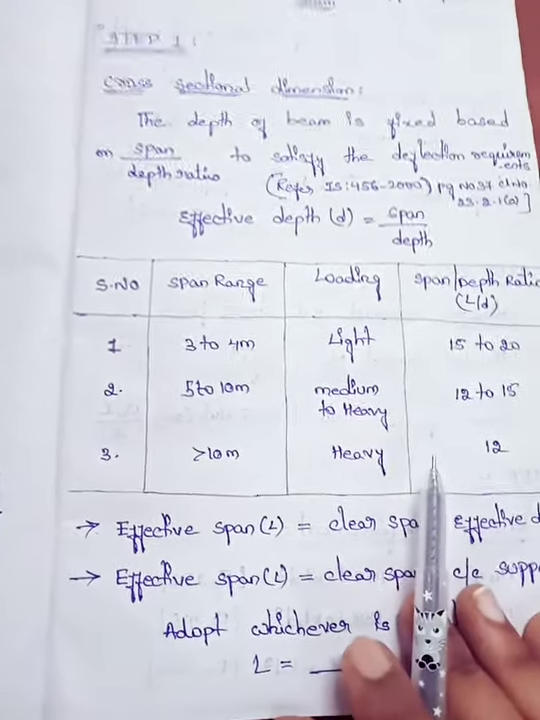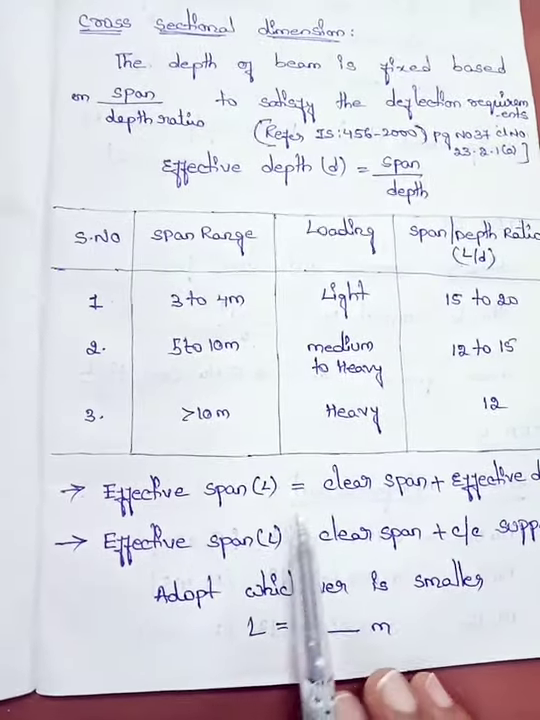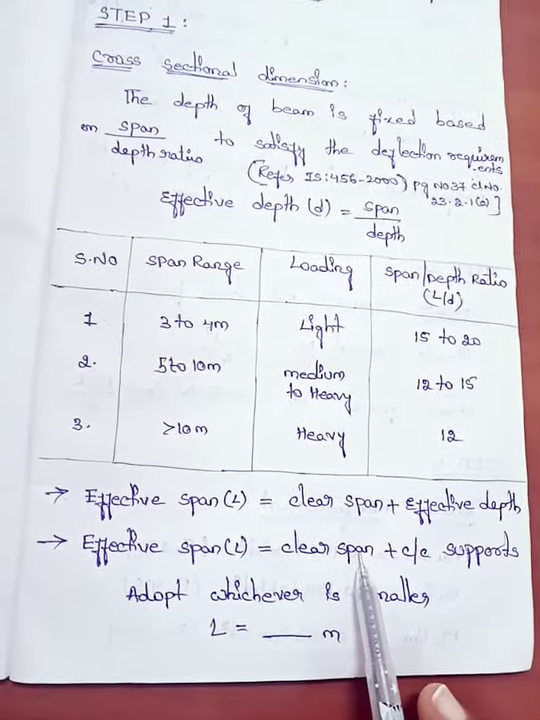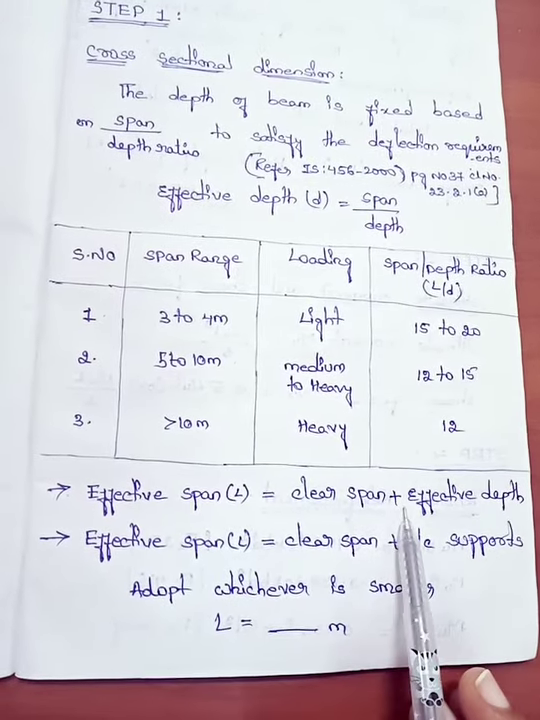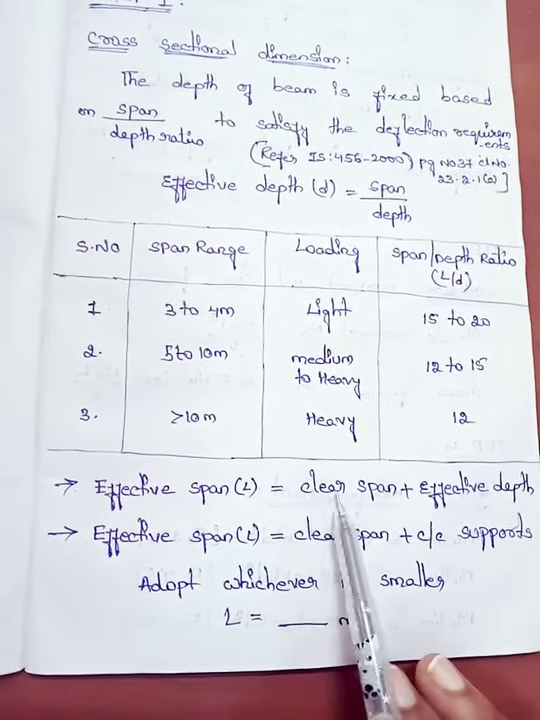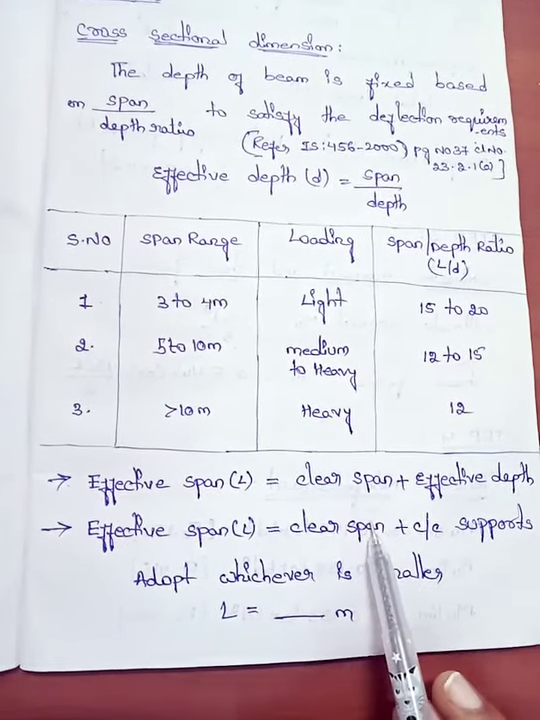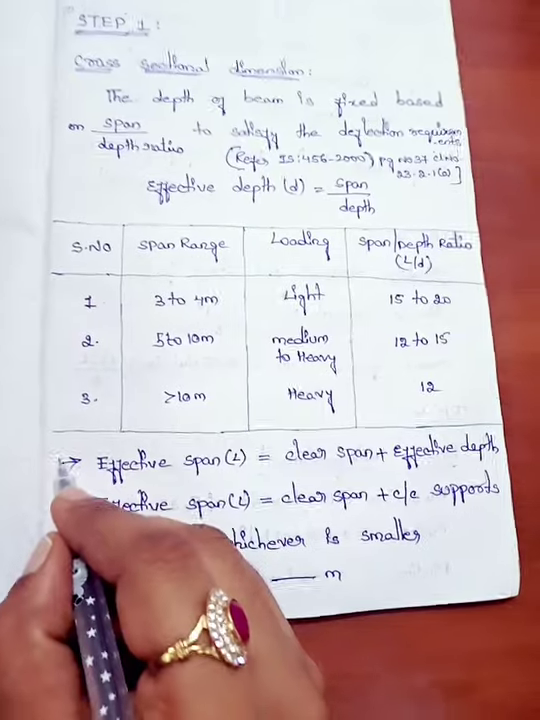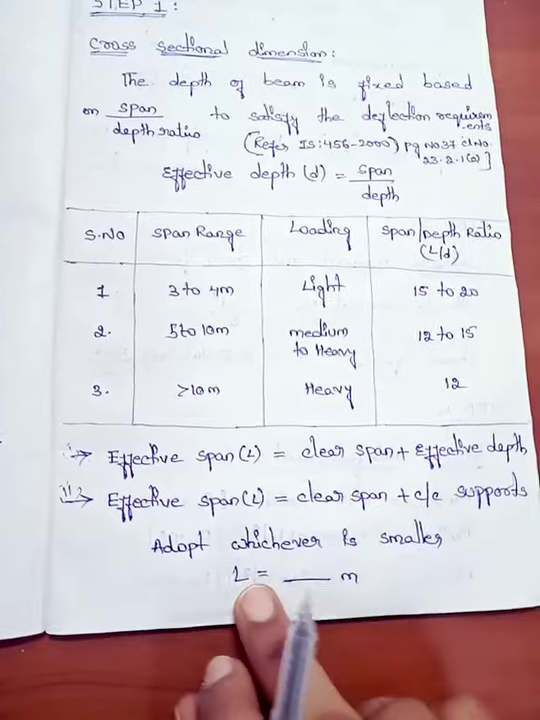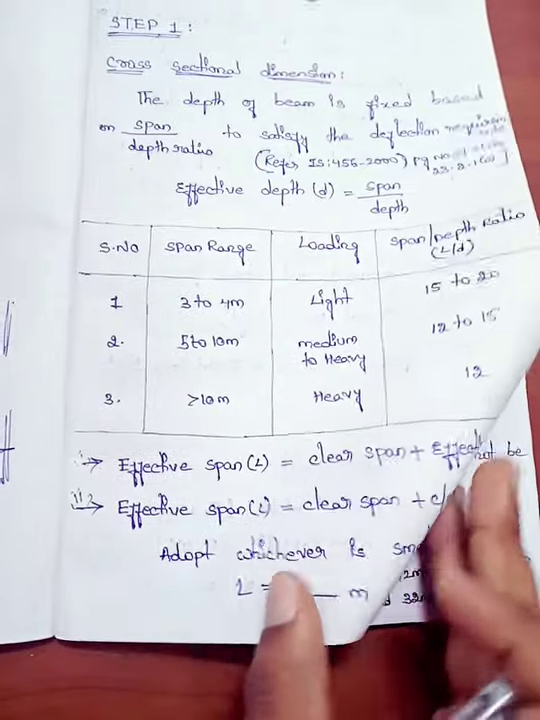After finding that, you need to find the effective length, right? Effective length is equal to clear span plus effective depth. We have two ways to find the effective span: clear span plus effective depth, and clear span plus center to center of support. Whichever is less, you can adopt. So this is the first one and this is the second one. Whichever value you get as less, take that value as the effective span, L is equal to that many meters.